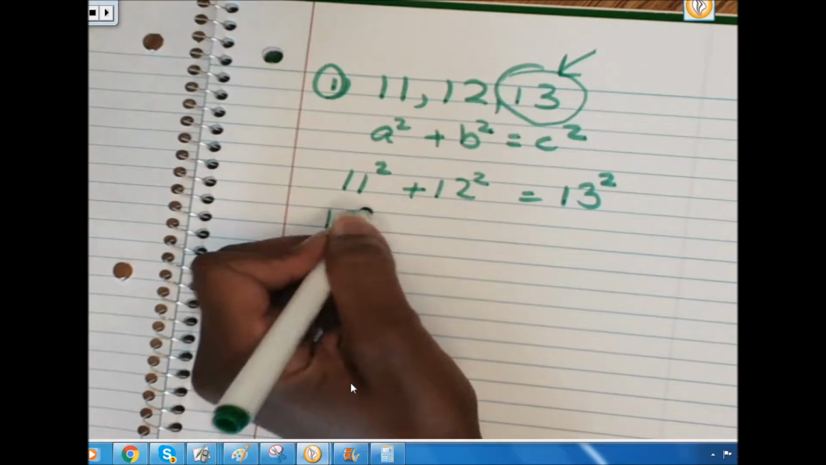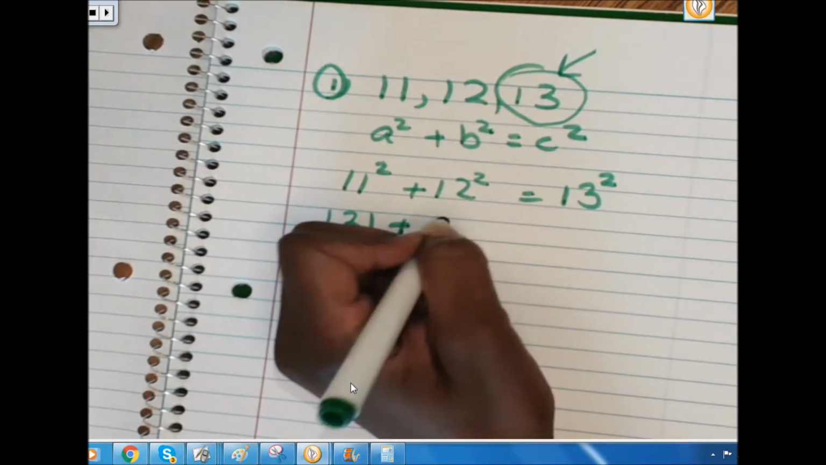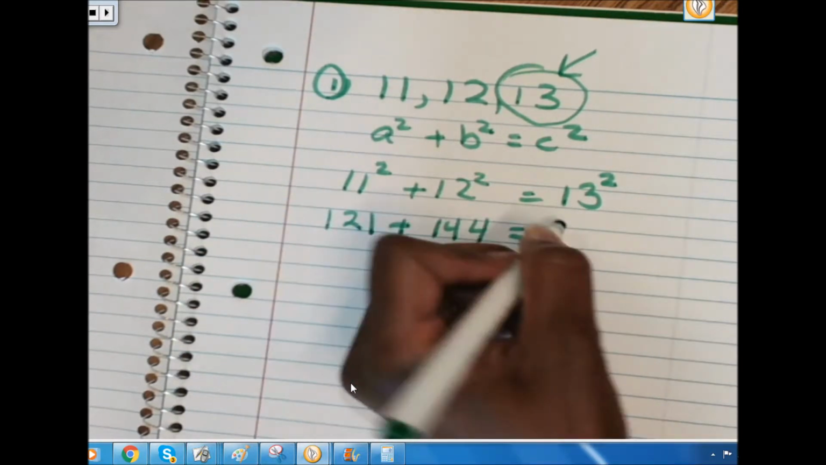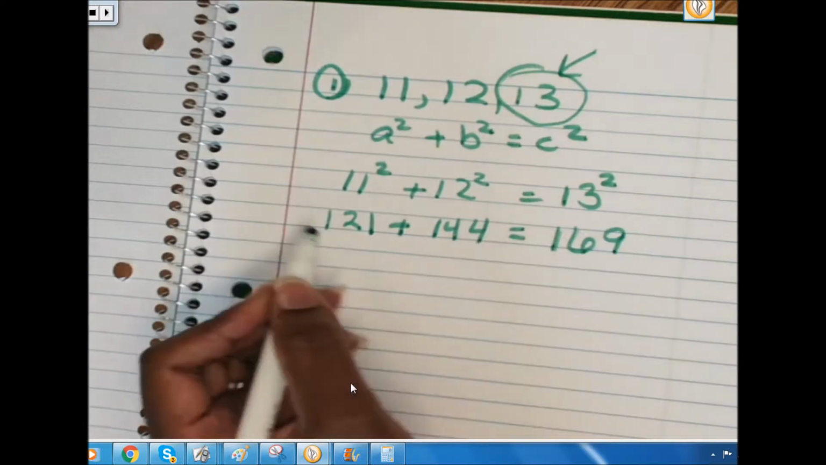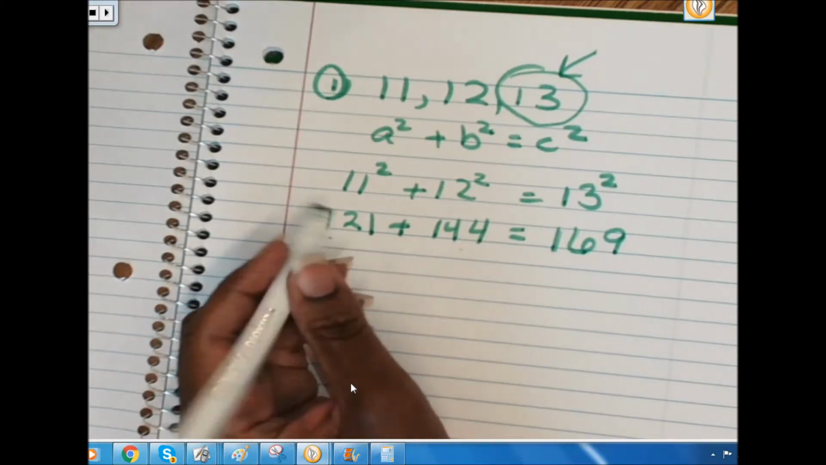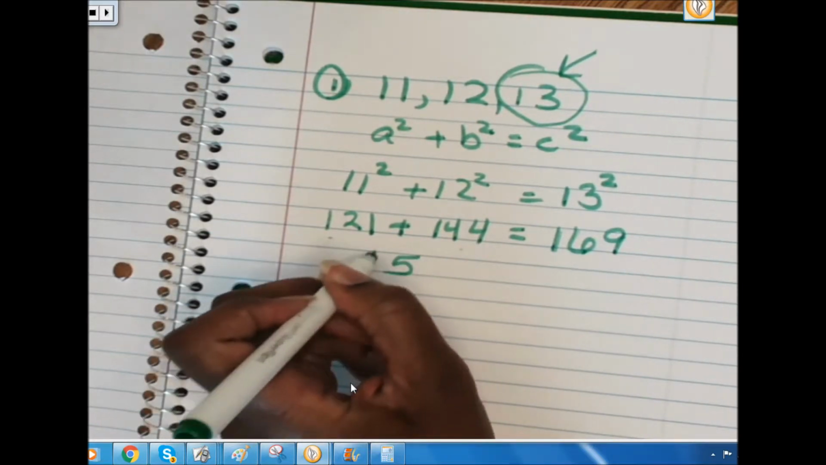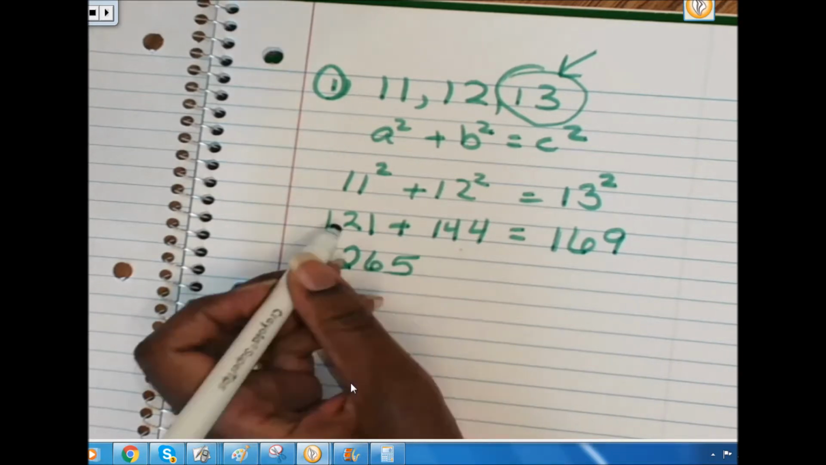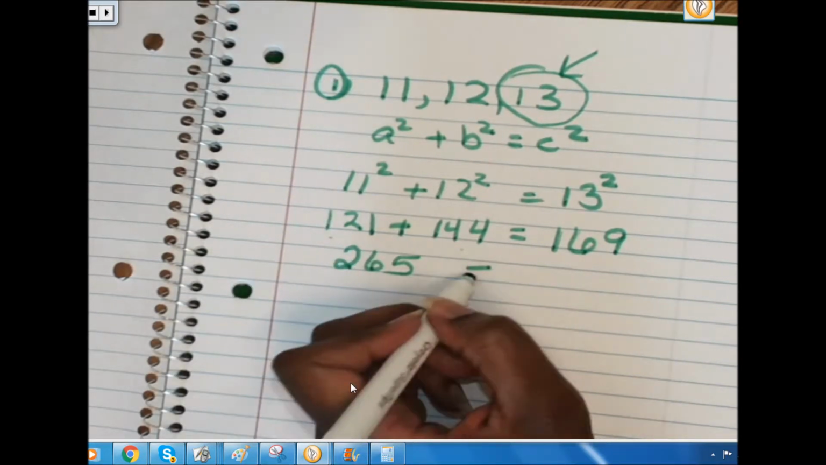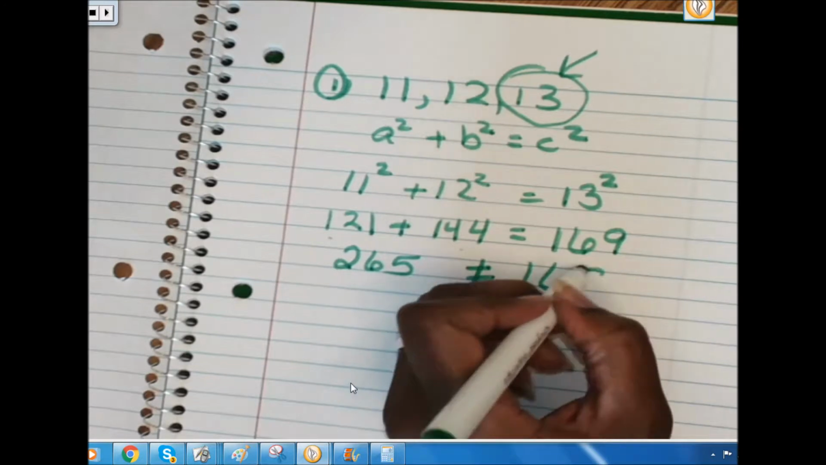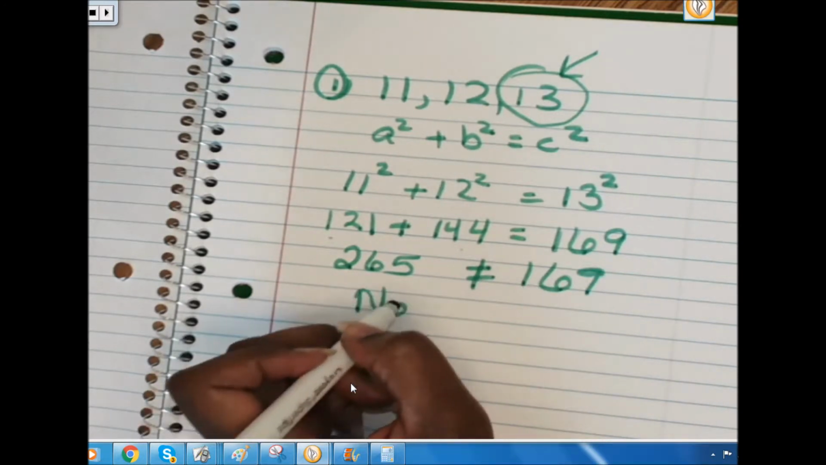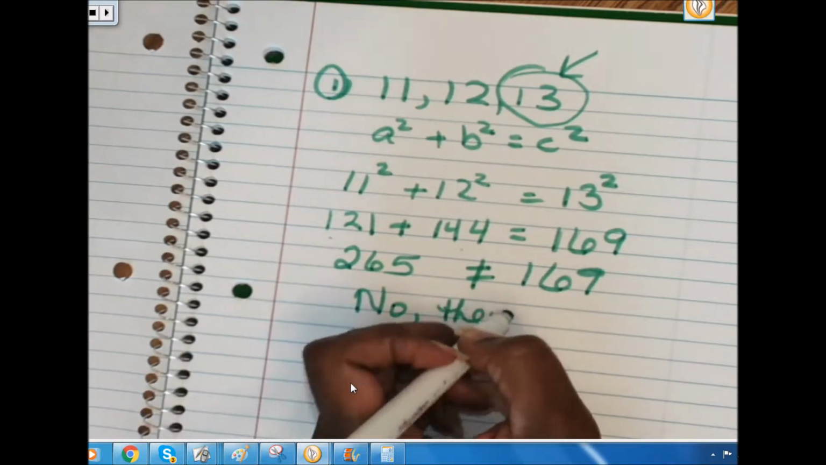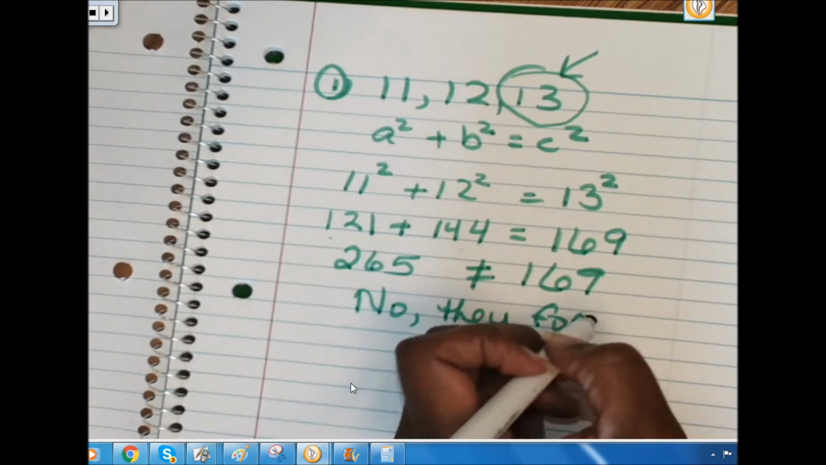11 squared is 121, 12 squared is 144, 13 squared is 169. 121 plus 144 is 265. And 265 does not equal 169. Therefore, no, they do not form the sides of a right triangle.